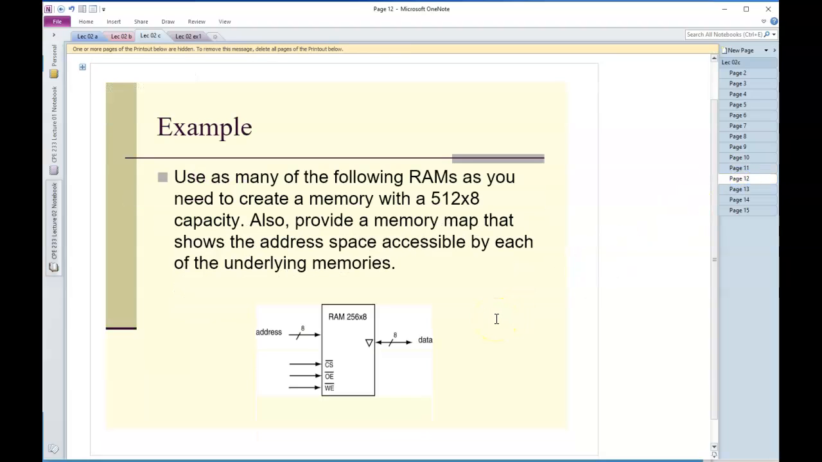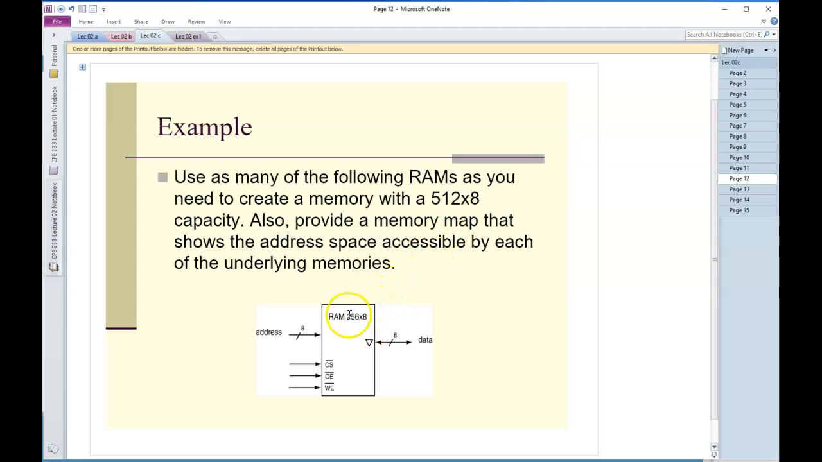So the problem now becomes different. Instead of extending the data space, I'm extending the address space. So what I'm going to do is take two of these 256 by 8 RAMs and create a 512 by 8 RAM. The notion is that the data is staying the same, but the address space is growing.